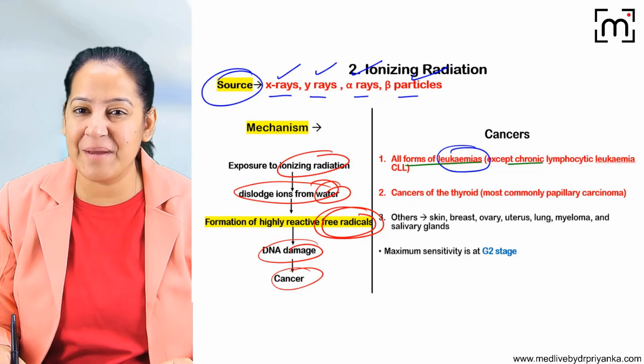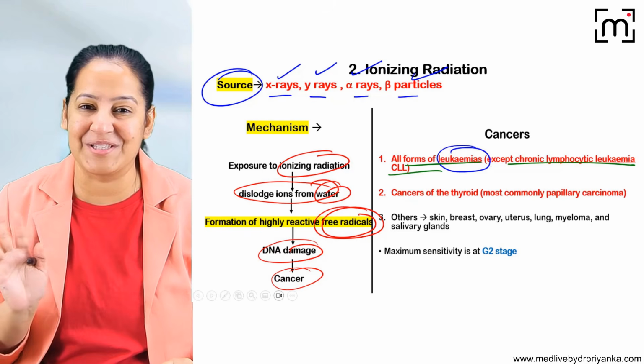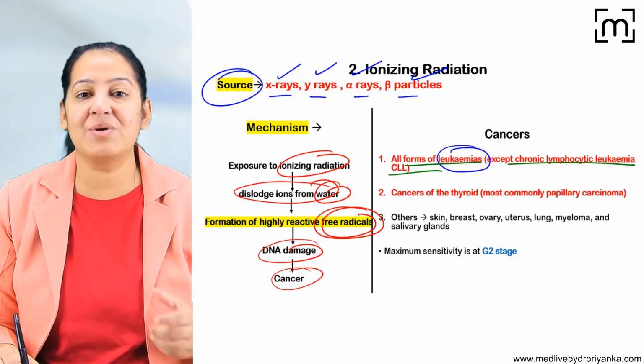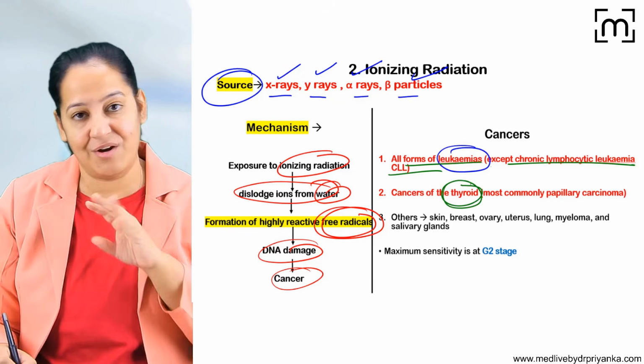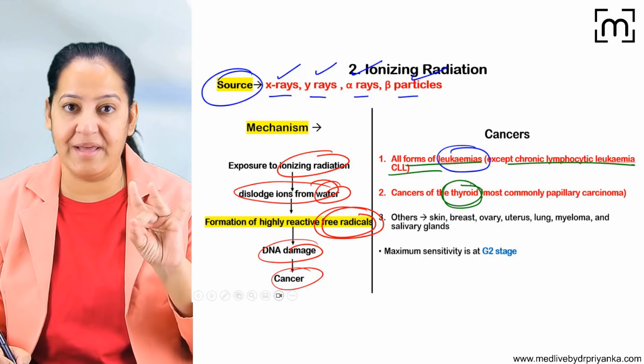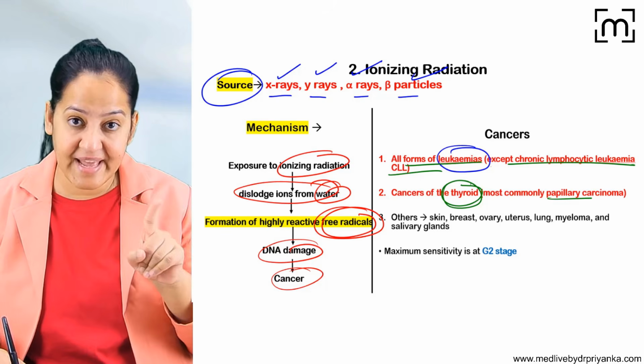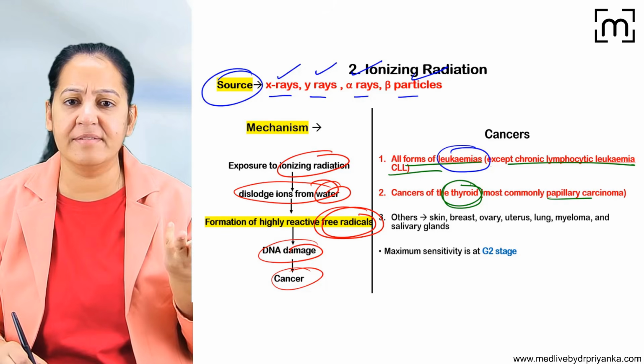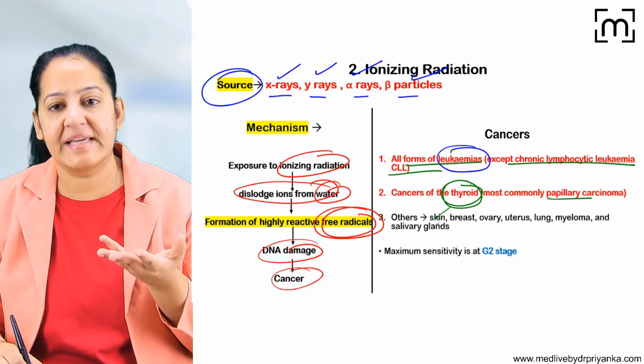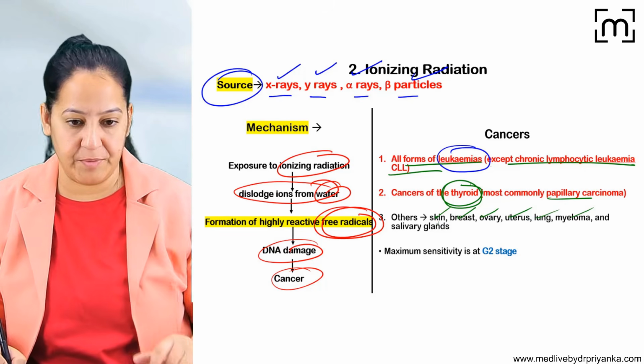So all forms of leukemia except CLL. CLL is not caused by IR. It can cause all types of thyroid cancers also. There are 4 types of thyroid cancer: papillary, medullary, anaplastic, follicular. It causes all, most commonly papillary. So it causes blood cancer, it causes thyroid cancer. And in others, it causes multiple cancers like skin, breast, ovary, uterus, lung, myeloma.